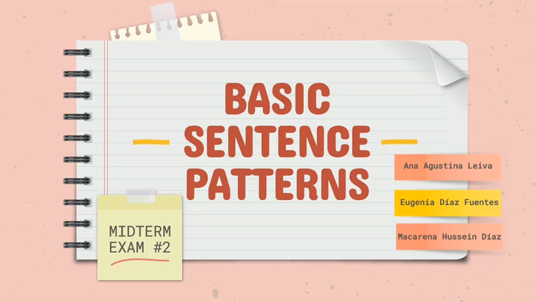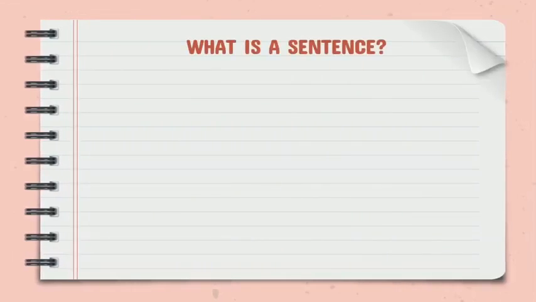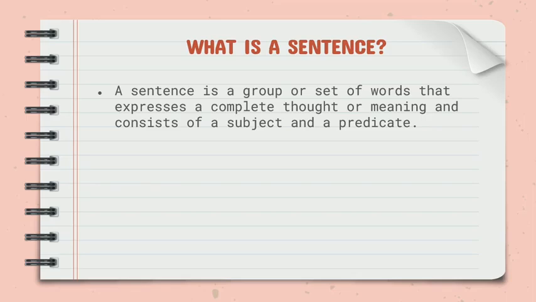What we are going to do is to develop the topic Basic Sentence Patterns. To give a complete definition of it, we are first considering each term separately. First, let's state what a sentence is. A sentence is a group or a set of words that expresses a complete thought or meaning and consists of a subject and a predicate.